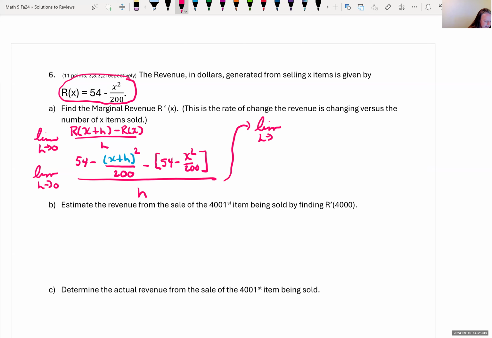So let's simplify this. So I have 54 minus, I am going to expand x plus h times x plus h. If you do that in my numerator, I would get x squared plus 2xh plus h squared all over our 200.